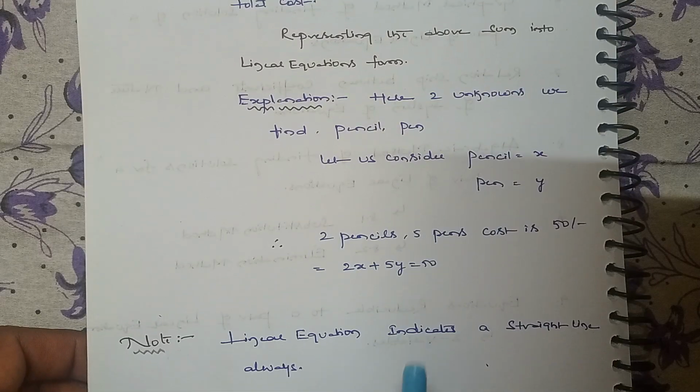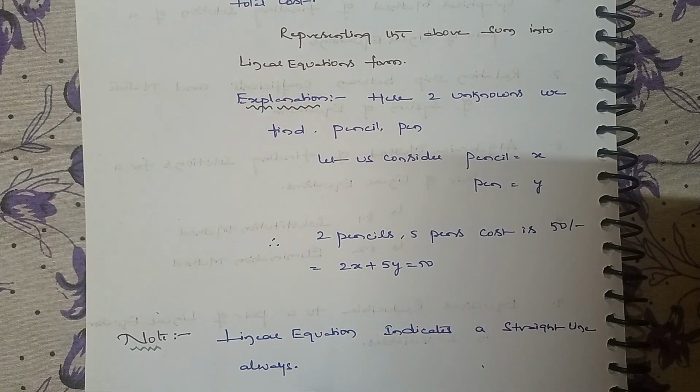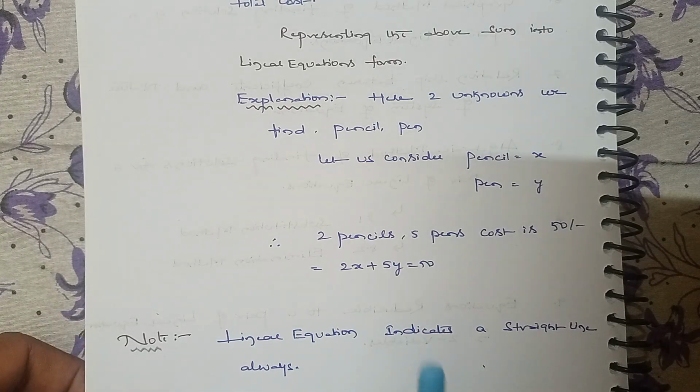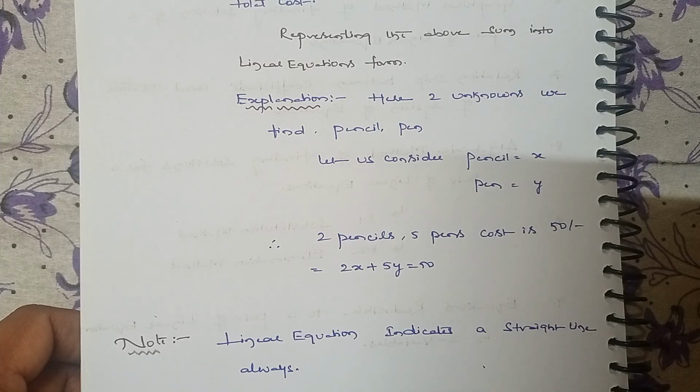Okay, I have mentioned a note. See guys, a linear equation indicates a straight line always. Whenever an equation is of the form ax plus by plus c equals 0, that represents a straight line. Therefore, a linear equation indicates a straight line always. Keep this point in your mind. Now coming to the next topic.